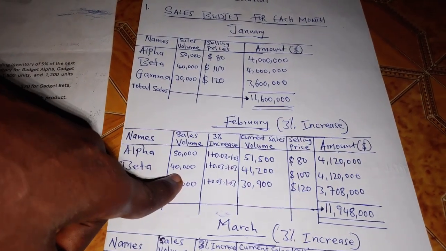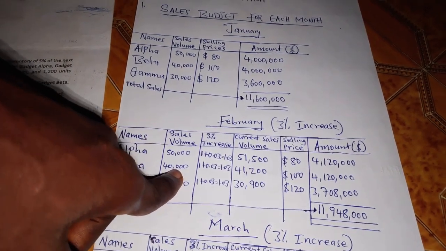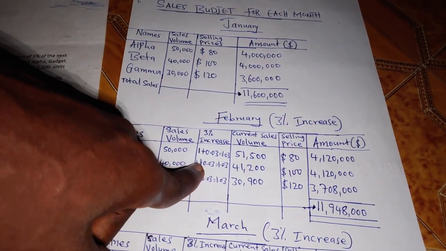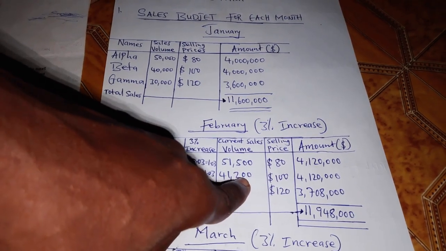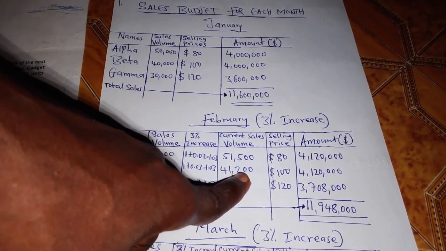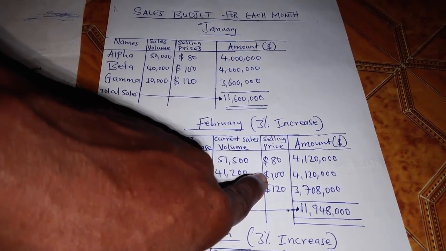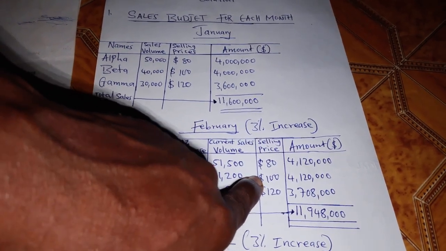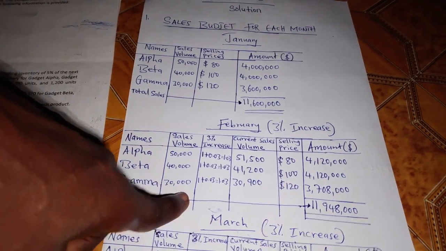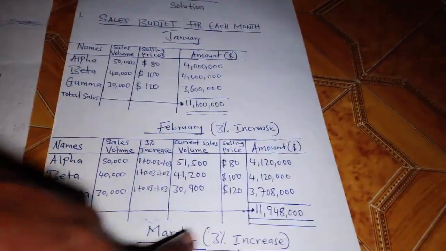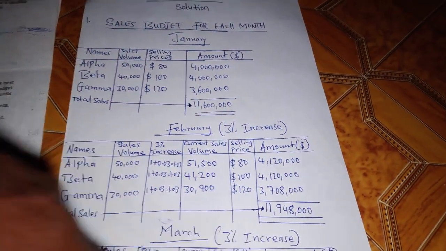Beta, 40,000 units of volume multiplied by 1.03 gives us 41,200 quantity of volume or units. We multiply this by the selling price, 100. It gives us this amount. The same thing again for Gamma we do. Then we add. It gives us our total sales, as we are seeing, the amount.